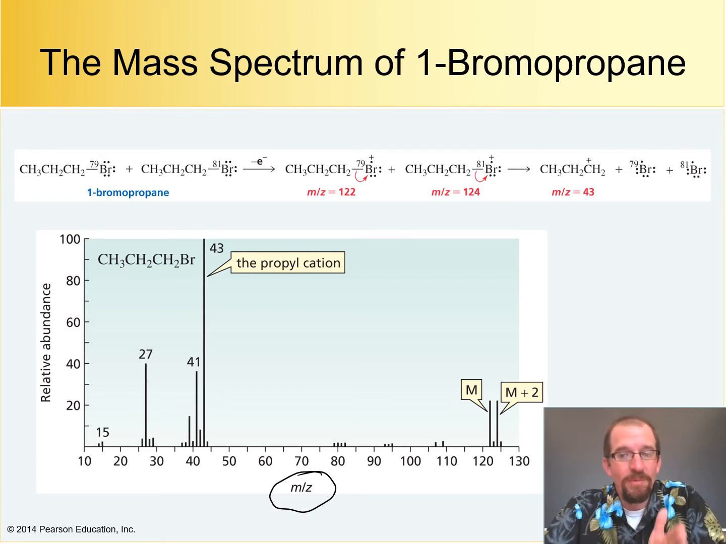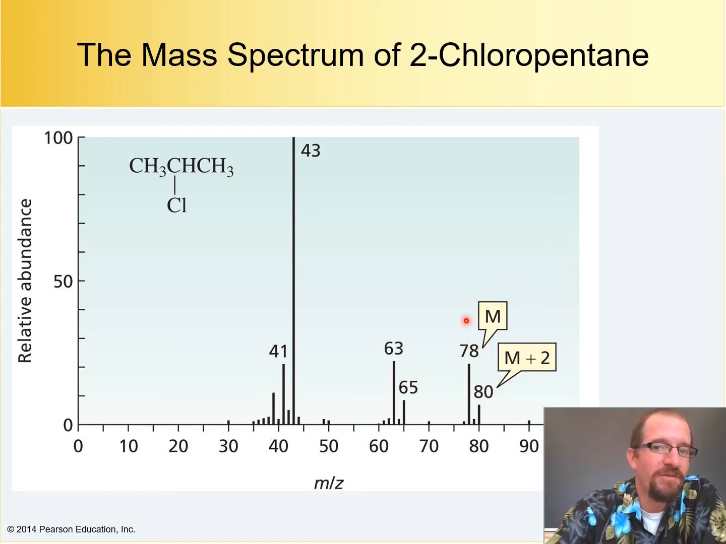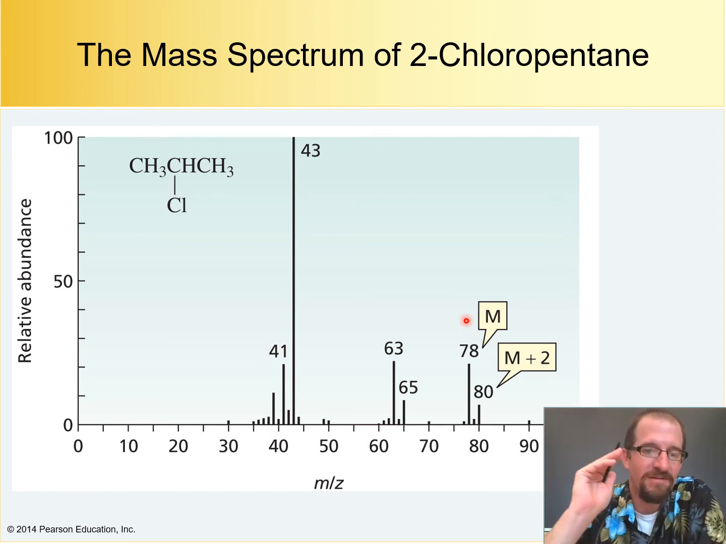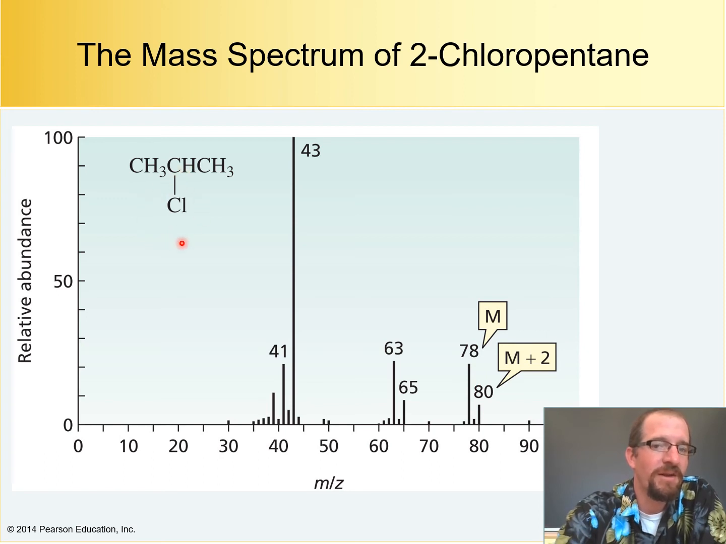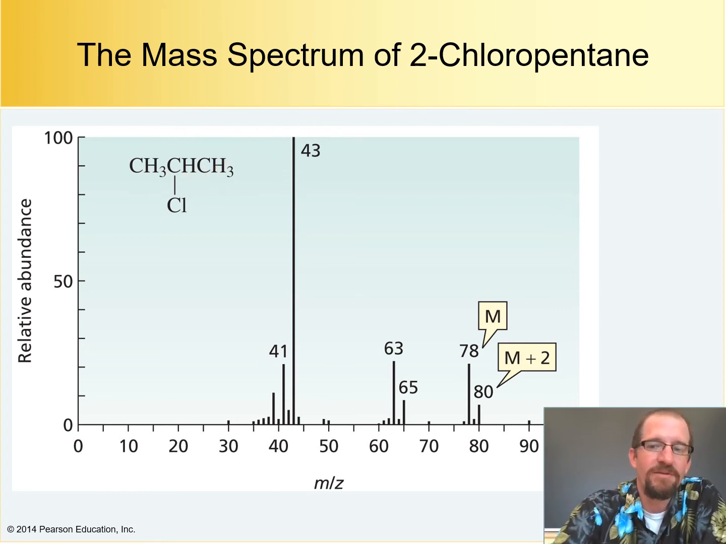If we go from bromine to chlorine, now all of a sudden your M and your M+2 go in a 3-to-1 ratio, because the abundance of chlorine-35 versus chlorine-37 is 3-to-1. It's 75% chlorine-35, just 25% chlorine-37. So when you have M and M+2 in a 3-to-1 ratio, that's a big hint that you've got chlorine in your molecule. Once again, if you fragment here, you get that propyl cation that has a mass of 43.